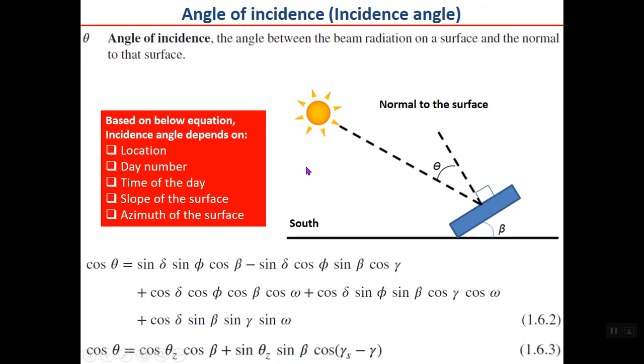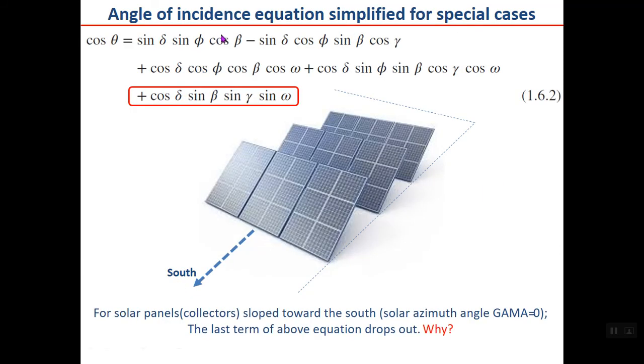Okay, coming back here. Theta can be calculated by this equation. The equation may be simplified for some cases. For example, this is the equation for cosine of theta, and you can see here, for example, if the panels or collectors slope toward the south, it means that the solar azimuth angle gamma, which is here, is 0. The last term of the above equation drops out.